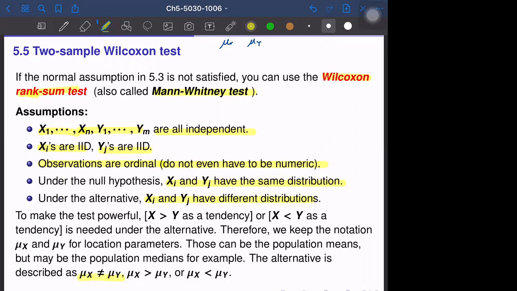So mu x is equal to mu y is the null hypothesis, and mu x is not equal to mu y, or mu x is larger than mu y, or smaller than mu y, is the alternative hypothesis. We don't have specific assumptions, but philosophically we have mu x and mu y, the measure of center for x and y.